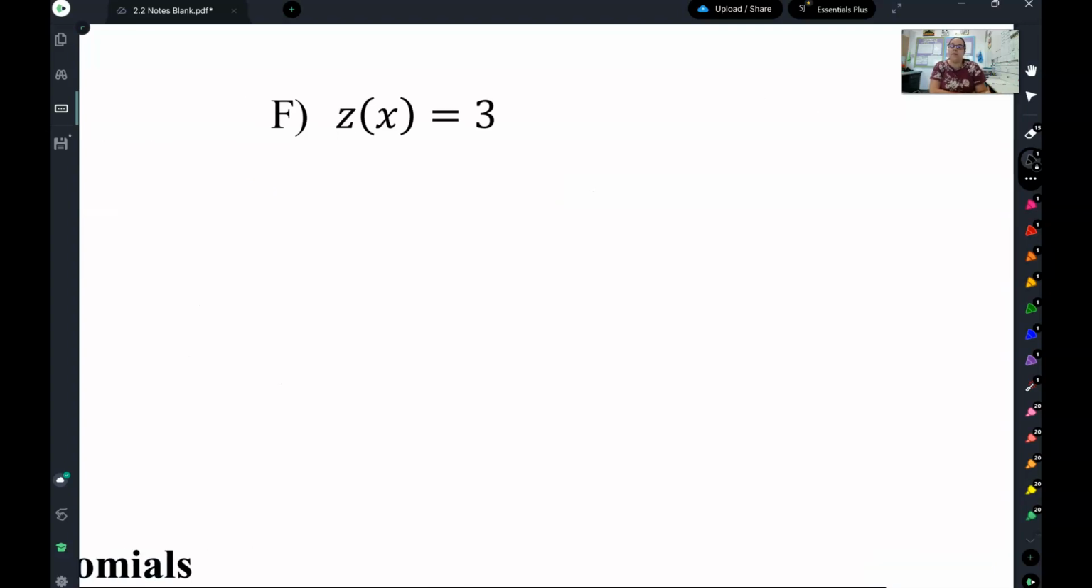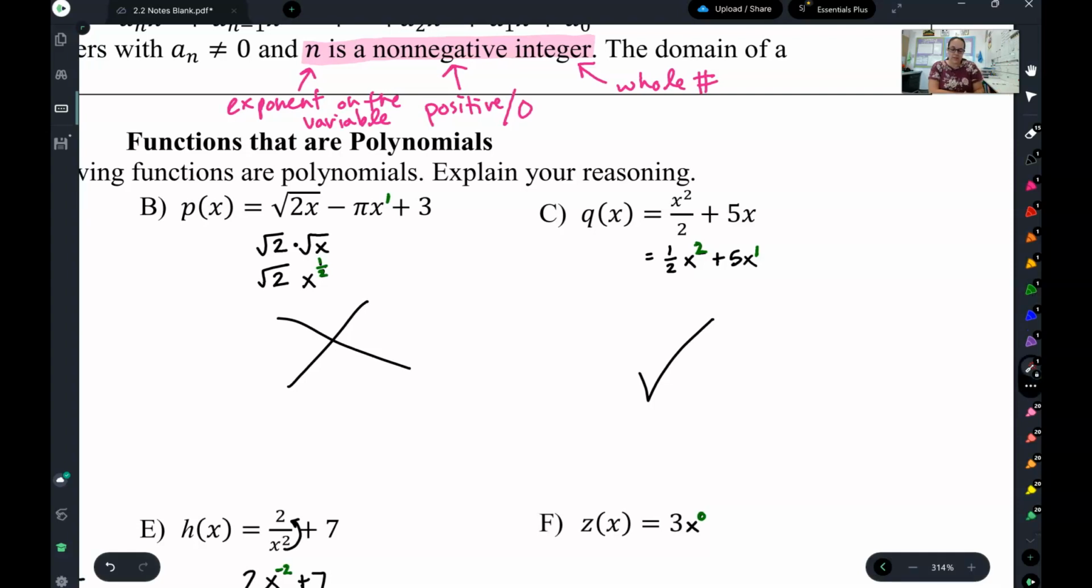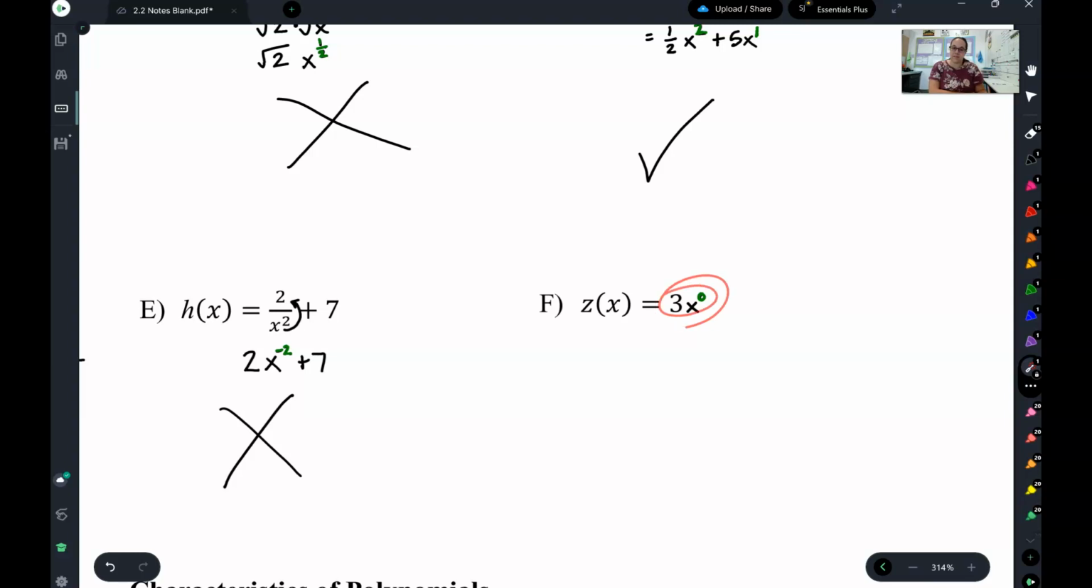Last example. Now this one might be a little tricky for you. However, if I take this 3 and I write it as 3x to the 0, because anything to the 0 power is 1, so this would be 3 times 1, which is itself. So I can do that without actually changing the equation. But now look at the exponent on the variable. Exponent is a 0, and that is why we included 0 up here in our definition. So 3x to the 0 is a polynomial.